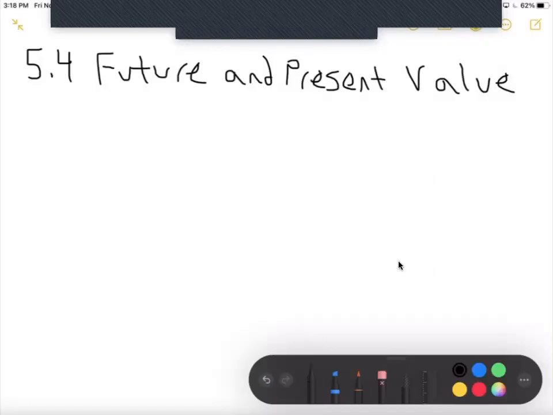Today we will be talking about 5.4, future and present value. Future and present value really is just an extension upon the previous ways that we compounded money that we had talked about earlier in this semester.